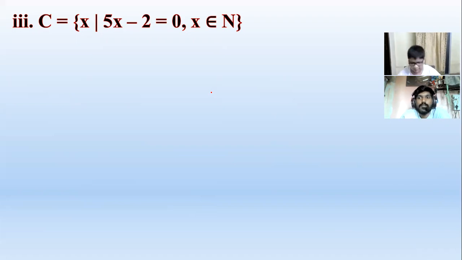So the value of x is 2.5. 2 upon 5. 2.5. Can you put a book in front of the screen and show me? Take it a little bit away from the screen. Yeah, hold it like that.